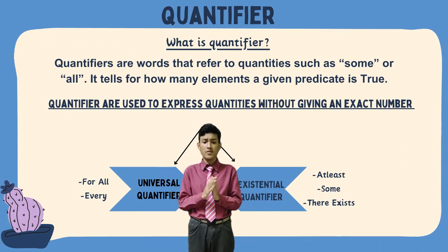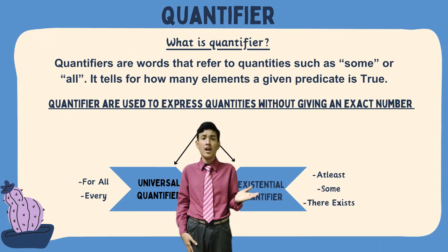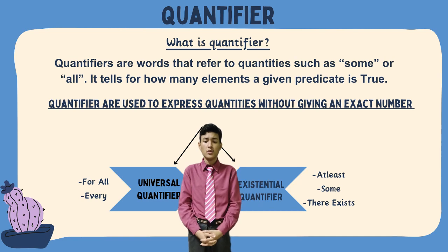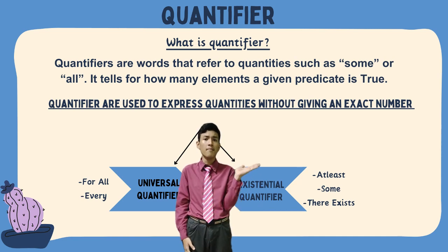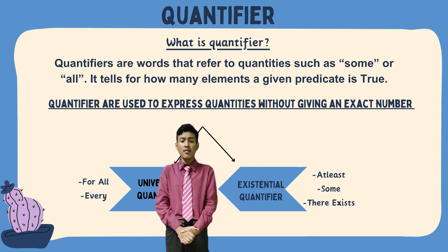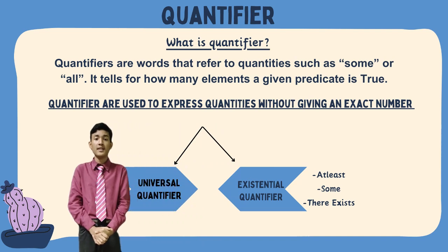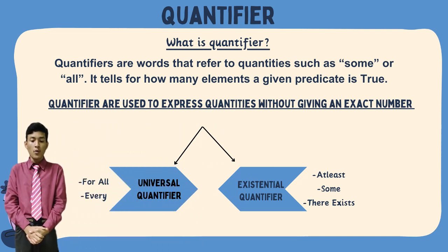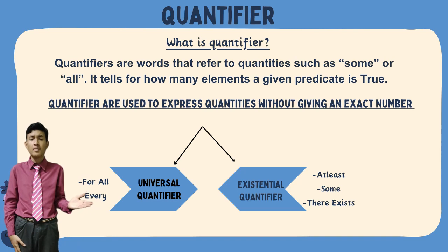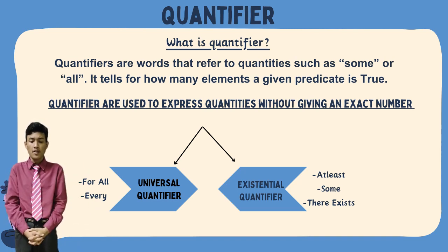So, what is a quantifier? Quantifiers are words that refer to quantities such as some or all. It tells for how many elements a given predicate is true. Quantifiers are used to express quantity without giving an exact number. There are 2 types of quantifier. One is the universal quantifier. The second is the existential quantifier.